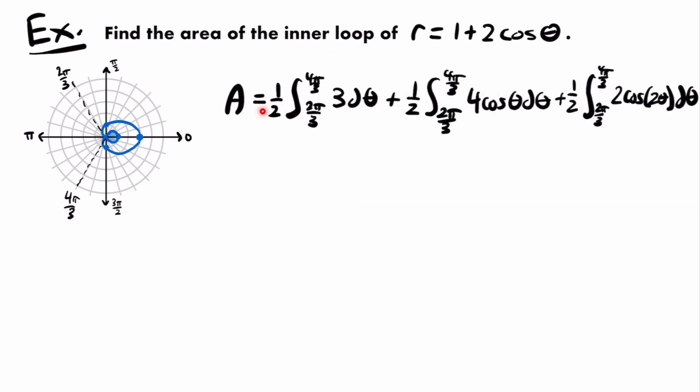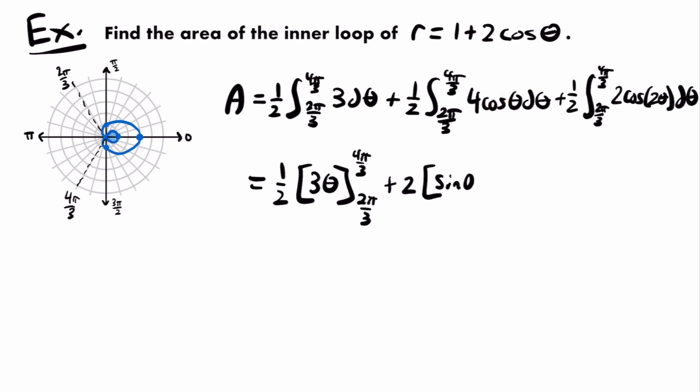And so if we start with our first integral, the integral of 3, that's a constant. That's just going to be 3 times theta. So this is equal to 1/2 times 3 theta, evaluated from 2 pi divided by 3 to 4 pi divided by 3. Then we'll add that to this integral. If we pull this 4 to the outside before integrating, 4 times 1/2 is 2. So we'll have 2 times the integral of cosine, which is sine. So we'll have sine theta evaluated from 2 pi divided by 3 to 4 pi divided by 3.